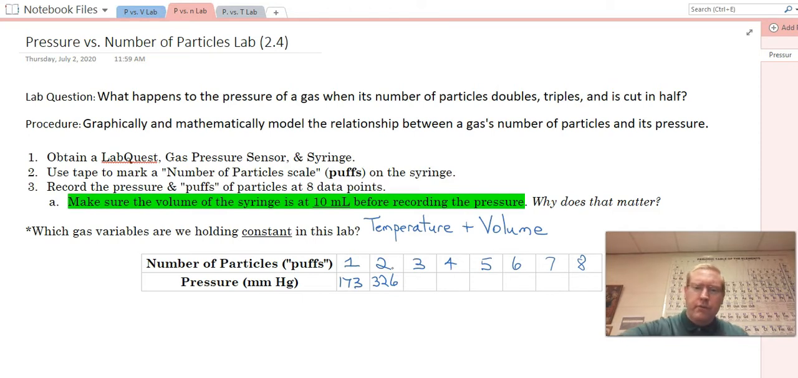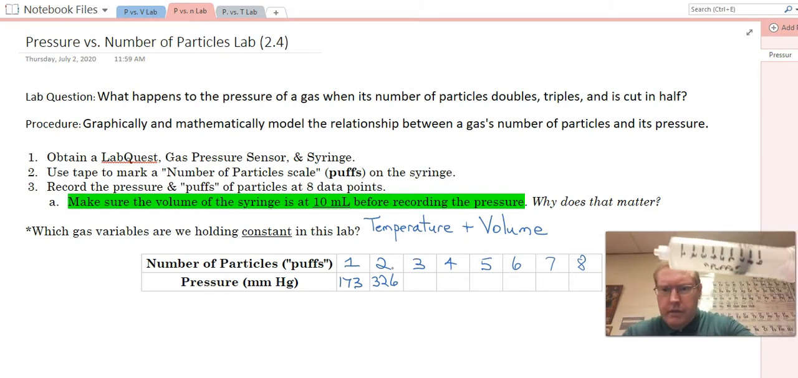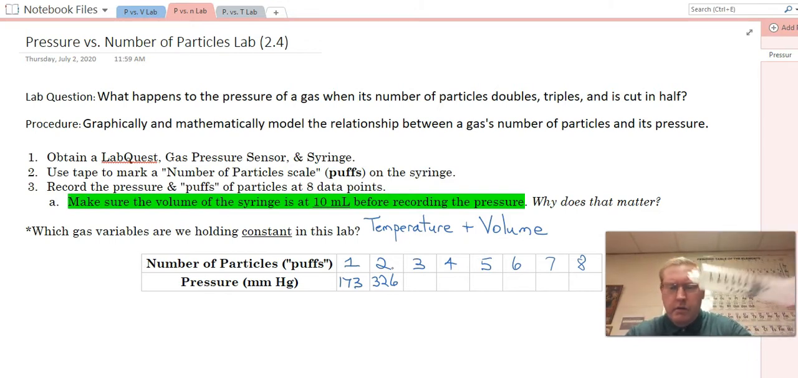Let me do one more for you. Let's do a bigger number. Let's do, say, 7. So once again, I need to take off the syringe. I need to fill it up to the 7 puff mark. There it is. Okay, I'm at 7 puffs. Now I can reattach it to my gas pressure sensor.